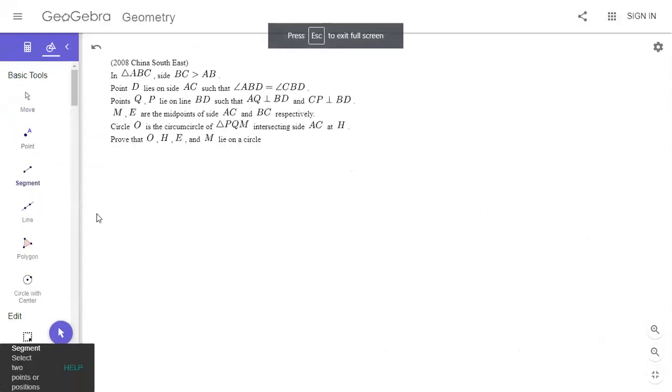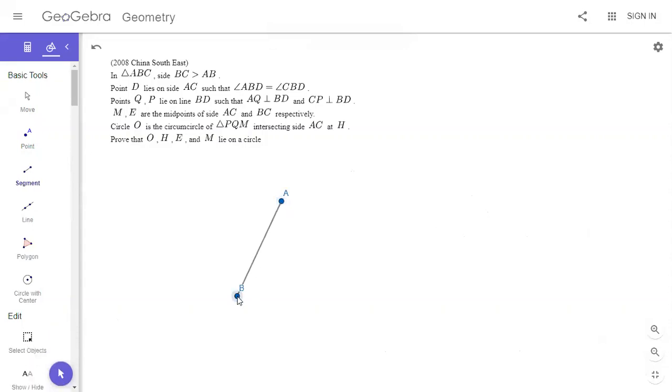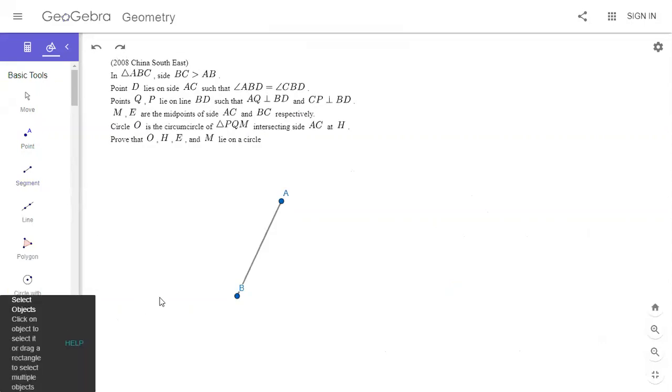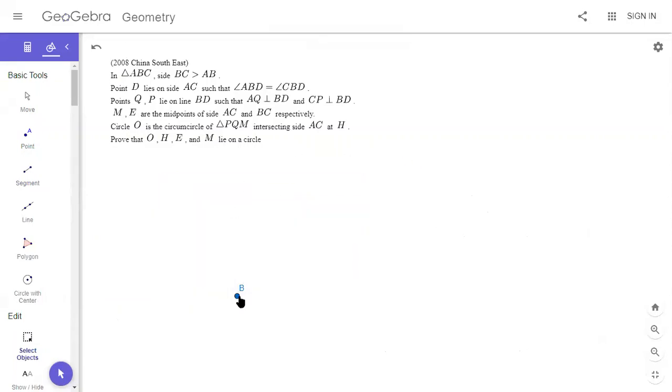So here's the next problem. We have a triangle ABC where BC is greater than AB. I think we want AC... Whoops, sorry. I'm trying to figure out how we want the diagram to look. Do we want AC to be on the bottom? It's hard to decide which side should be on the bottom. I think we want B to be on the top.